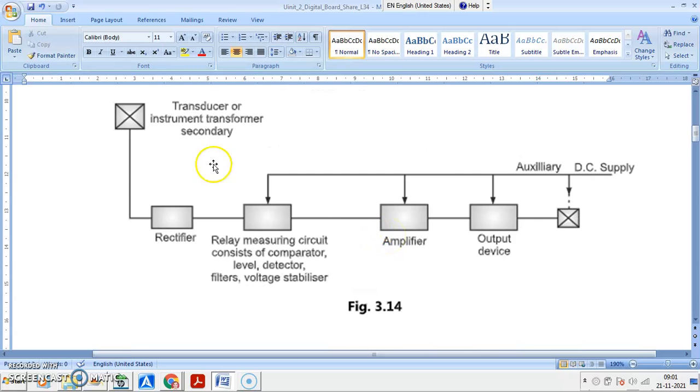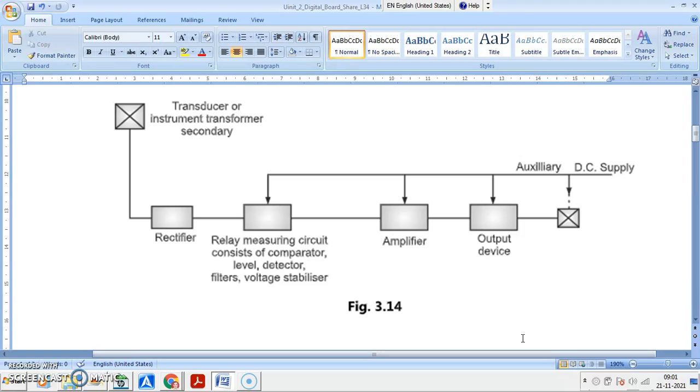But here you don't have any moving part. Therefore these relays are called static relays. So static relays, there is no moving part, as I told you. The comparison of measuring quantity is done by electronic circuitry. So electronic comparators are used for comparison purpose.